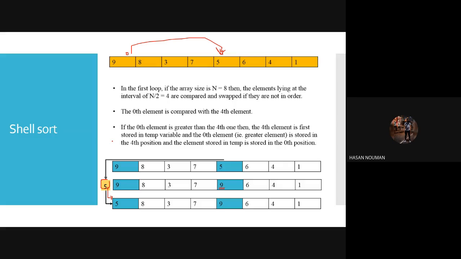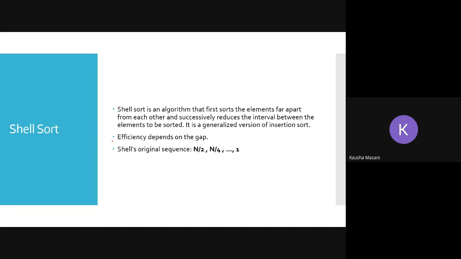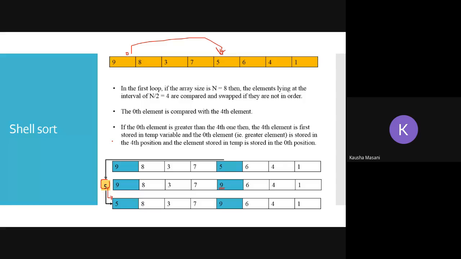Yes, ma'am. Okay. Now see, again, you must be thinking that every time we have to take this interval as n by 2. It is not the case. That distance you can take of your own. That's why this efficiency depends upon the gap. You can take the k value, or say the distance value, as 3 also, as 5 also, as 6 also. So your pass will differ accordingly, because in the second pass, what we have to do, we have to reduce the gap.